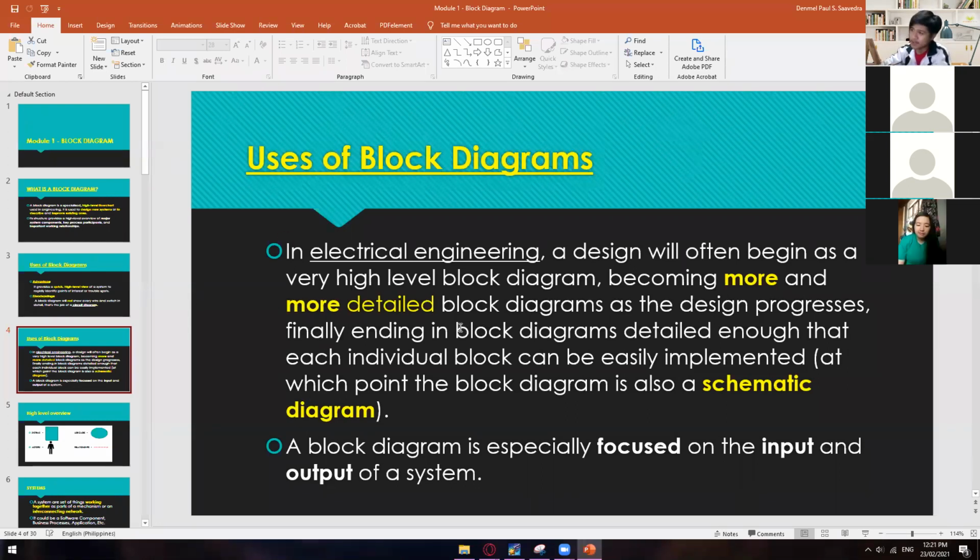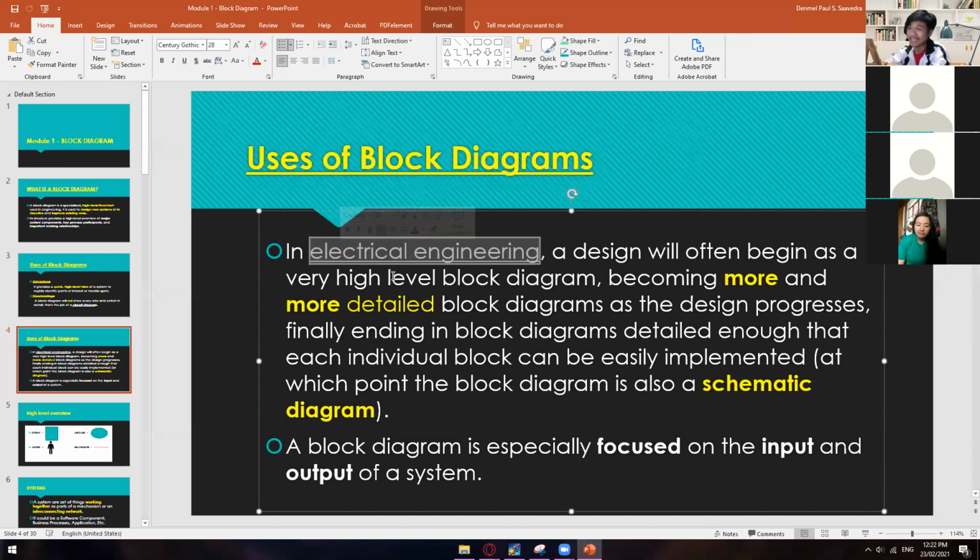Okay, so here are the uses of a block diagram. Let's start with electrical engineering first. Why electrical engineering? Because they are the ones who mostly use block diagrams. Why? Since it started with the circuit diagram, from the resistors to a voltage source to a capacitor, etc. It is where they study where the current will go through. Will it go here? Will it go there? That is why we're going to talk about electrical engineering in terms of block diagrams.